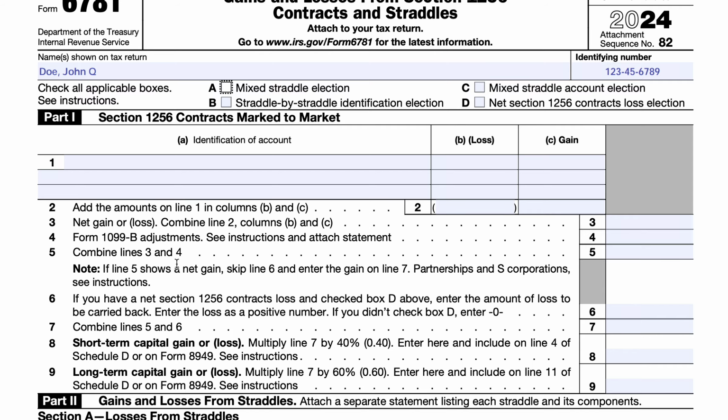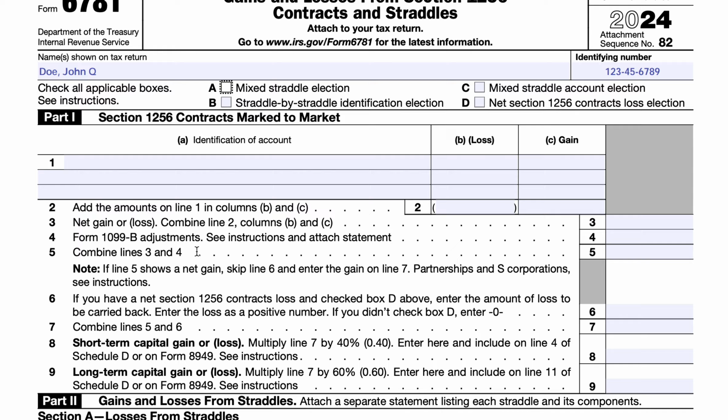Box C is a straddle-by-straddle identification election. You would use this election for mixed straddles by clearly identifying each position by the earlier of either the close of the day in which you identify the mixed straddle or the time that the position is disposed of. So the earlier of those. You cannot make a straddle-by-straddle identification election for any straddle in which a mixed straddle election was made, or if one or more straddle positions are included in a mixed straddle account.